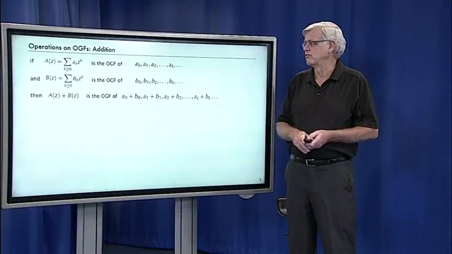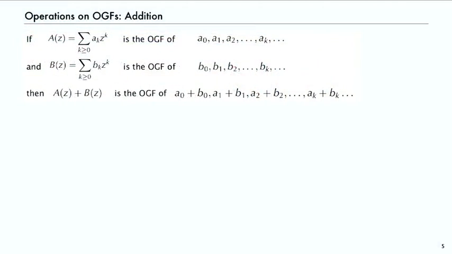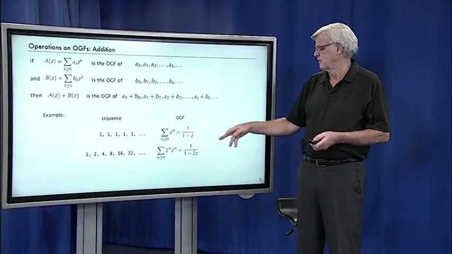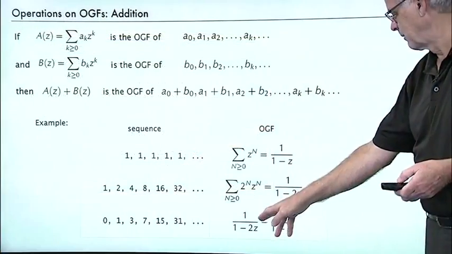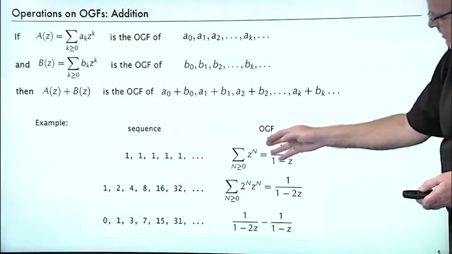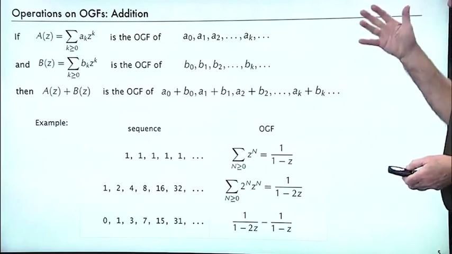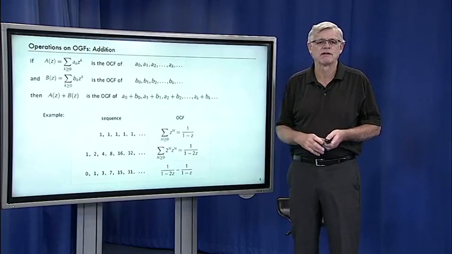Let's look at another example. Addition, that's an easy operation on generating functions. If you have two generating functions on two different sequences, then the sum of the generating functions is the OGF of the term-by-term sum of the sequences. So for example, for these two generating functions that we've developed here, if we subtract the first one from the second, 1 over 1 minus 2z minus 1 over 1 minus z, that's the generating function for powers of 2 minus 1. So with each one of these operations, we enrich the set of sequences that we know generating functions for.